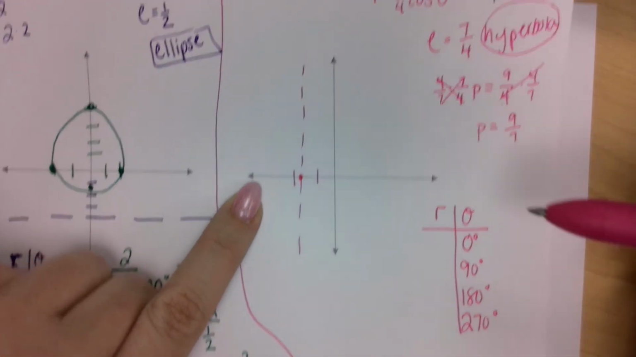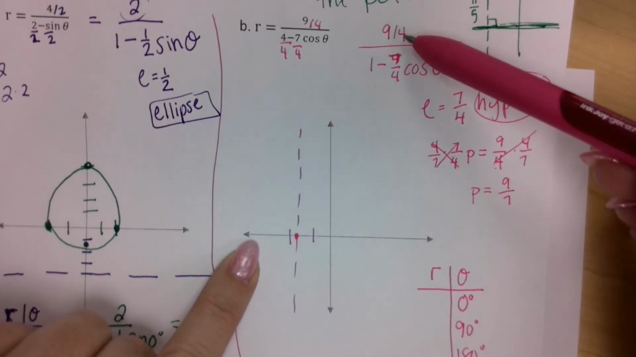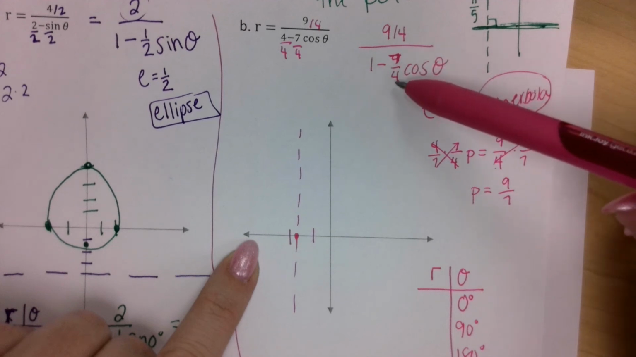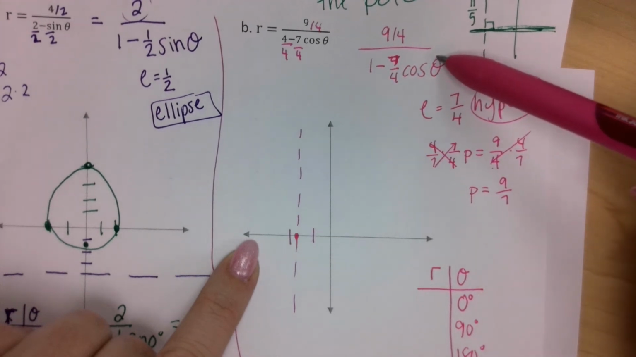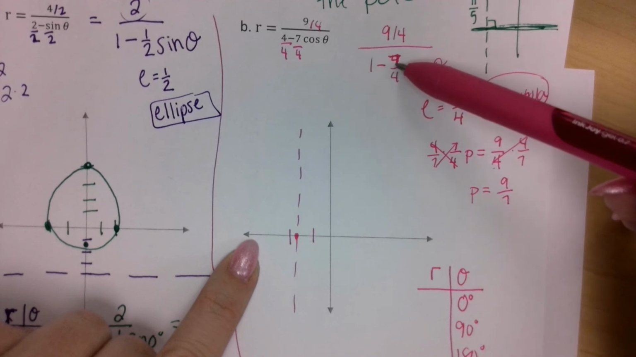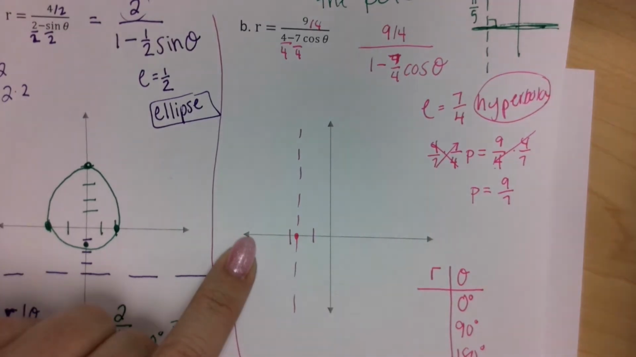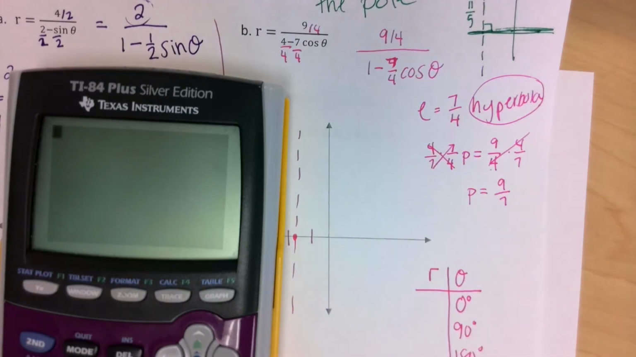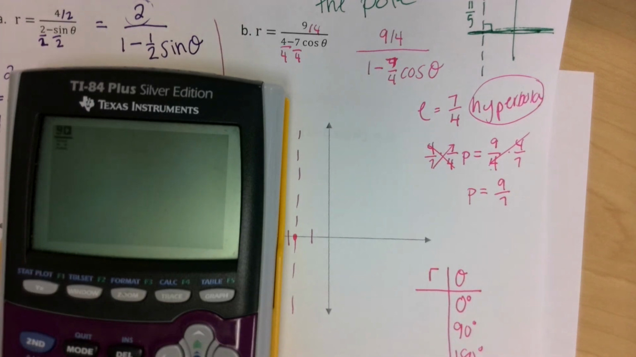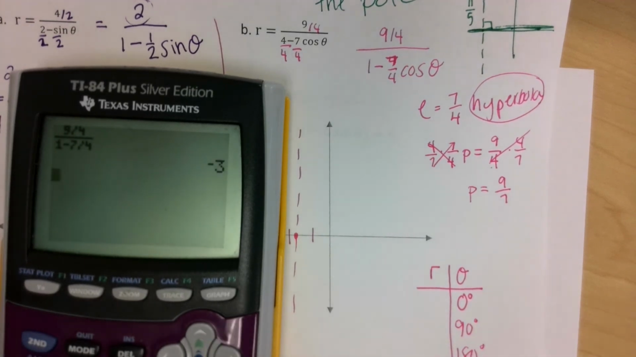So if I plug in 0 for theta, I get 9 over 4 over 1 minus 7 over 4 times cosine of 0. Cosine of 0 is 1. 7 over 4 times 1 is 7 over 4. So 1 minus 7 over 4. Why don't we just use our calculator? So we get 9 over 4 divided by, I guess I should have made a fraction here, 9 over 4 divided by 1 minus 7 over 4 gives us negative 3.